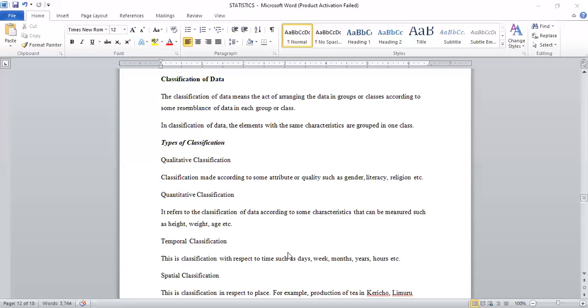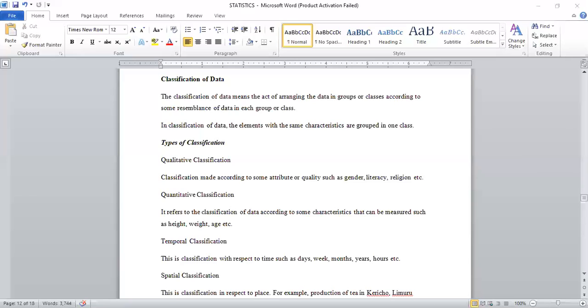Then we have the temporal classification, according to time. So in this case, you can see some data which is classified according to time, like a specific month. You have the sales for a specific month, and so on. You can have the production of a certain product for a specific month only, or a year, or in terms of weeks, and so on.